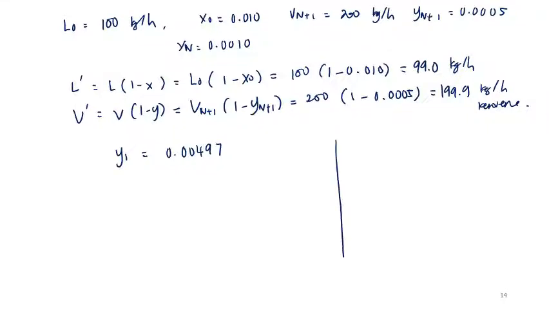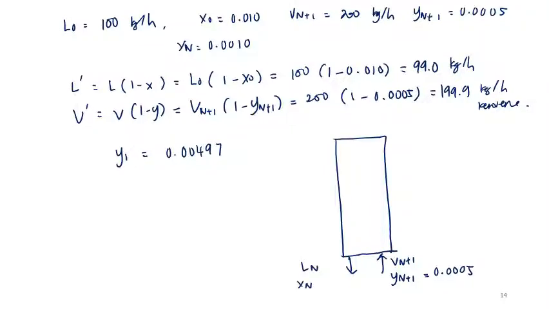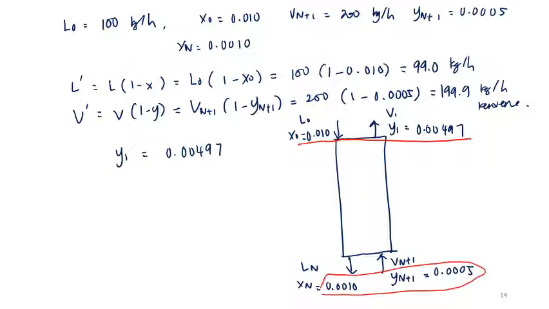Okay, let's just recap the tower notation. You have Vn+1, so Yn+1 here is 0.0005. Here you have Ln, so Xn here is 0.0010. Here you have L0 and X0, 0.010. Here you have V1 and Y1, sorry. So Y1 is 0.00497. You can do a material balance. So these are your coordinates for the operating point, and as the solutions are very dilute, you can expect a straight line for the operating line.